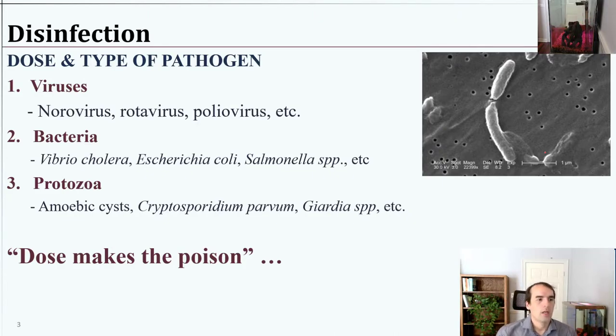So first we have viruses. Viruses are, you know, I guess for over the past year, probably everybody's increased their knowledge about viruses generally, right? So we have the coronavirus everywhere. Now it turns out the coronavirus, we would not typically consider that a waterborne disease in terms of having concern that it's going to be in our drinking water and we'd get sick because we drank it.